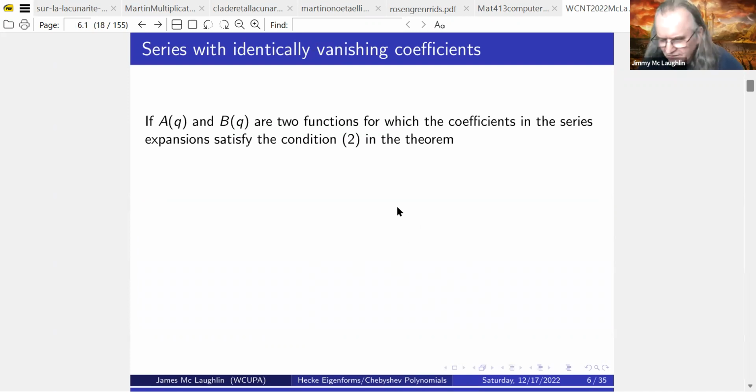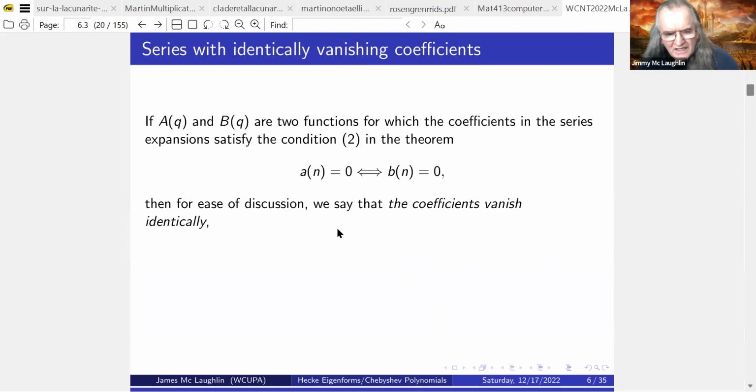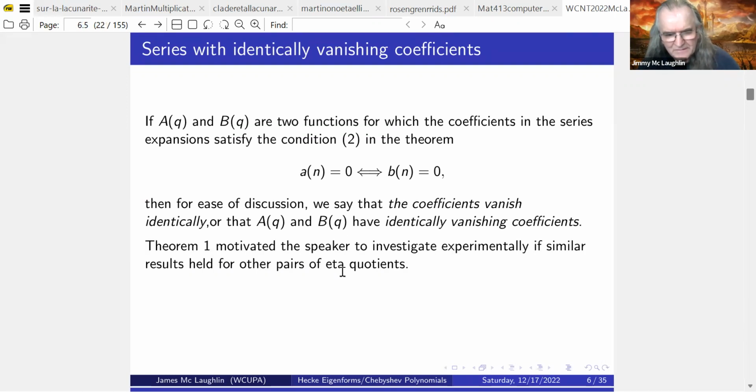Just another bit of notation here. If a of q and b of q are two functions for which the coefficients in the series expansion satisfy that condition, then we say the coefficients vanish identically, or that these two functions have identically vanishing coefficients.